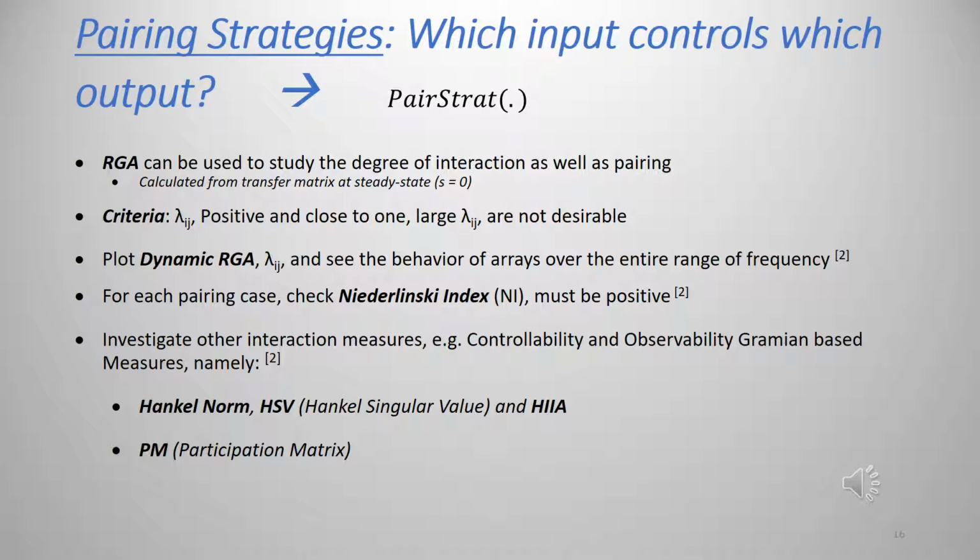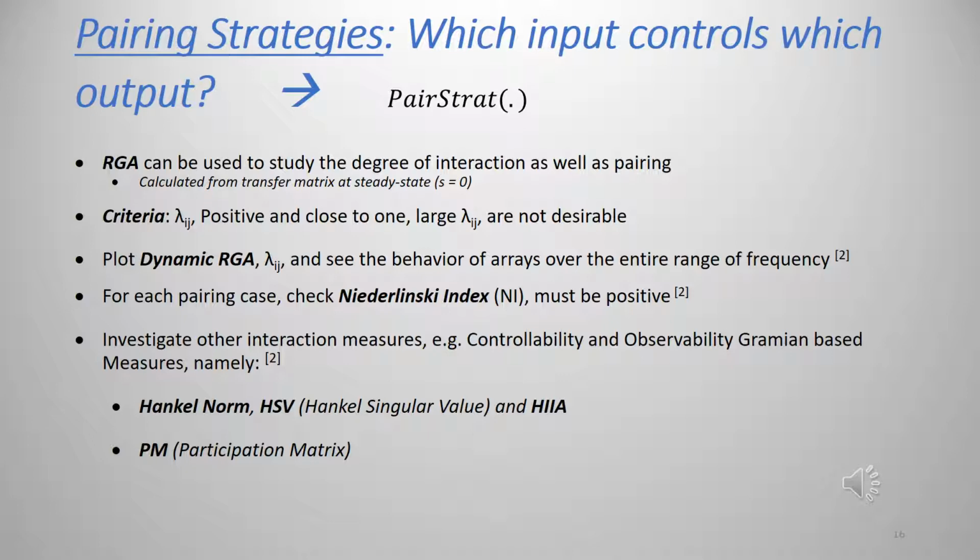For this strategy, the criterion is that the individual element lambda should be positive, because negative lambda would lead to an instability in the system, and it should be close to 1. Large lambdas should be avoided as much as possible.